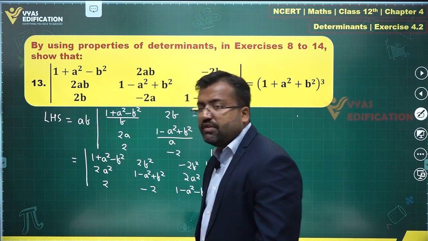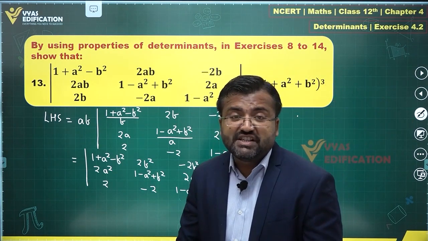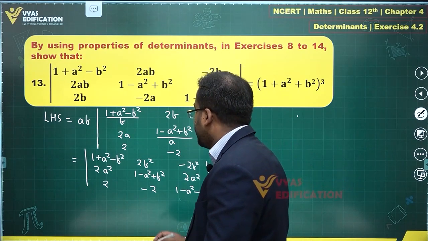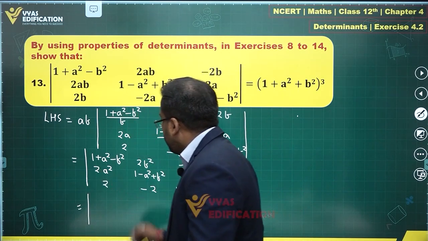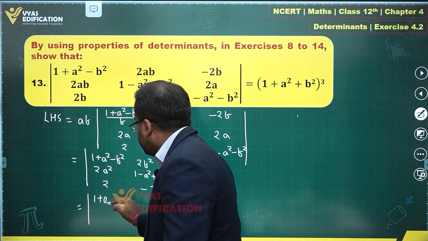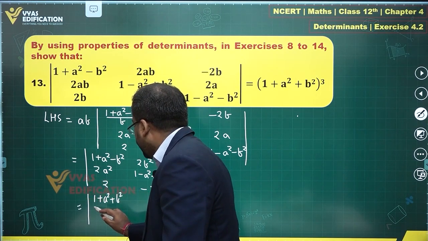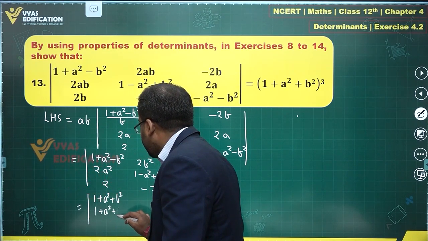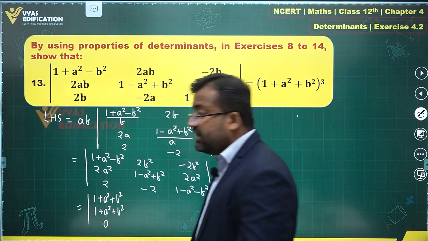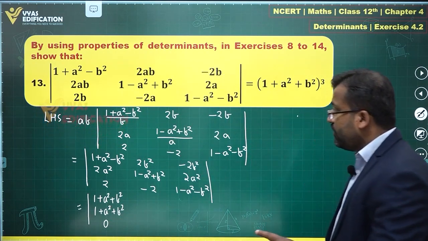This 2b square minus b square will become a b square. Yes, you will have 1 plus a square plus b square. Let's add them together. Let's add the first two columns together. What you get is 1 plus a square plus b square. Then you have a 1 plus a square plus b square, and you have a 0. Yes, I have one term of 1 plus a square plus b square over here.